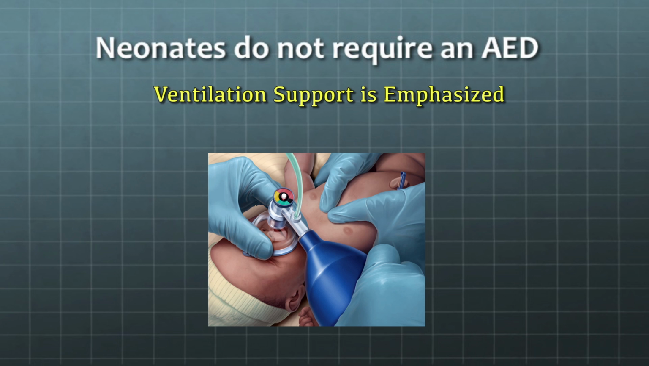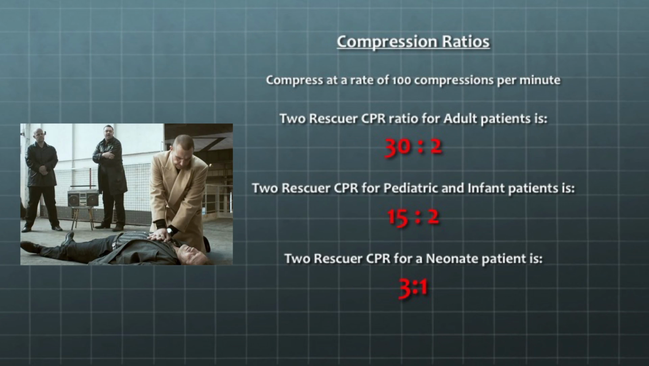Ventilation support is emphasized. Compress at a rate of 100 compressions per minute. 2 Rescuer CPR ratio for an adult patient is 30 compressions to 2 ventilations. 2 Rescuer CPR for a pediatric or infant patient is 15 compressions to 2 ventilations. 2 Rescuer CPR for a neonate patient is 3 compressions to 1 ventilation.